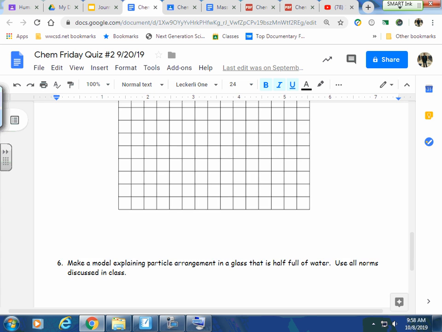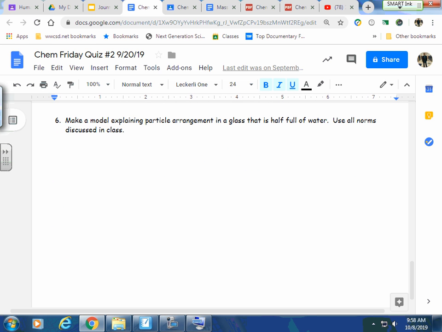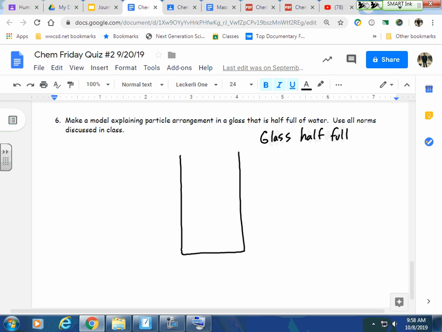All right. So then make a model explaining particle arrangement in a glass that is half full of water. On this, I was looking for a title: glass half full of water. Maybe you drew a little line across here, and then showed me particles. The other thing I might have liked to see is a label. So we label the big things. We don't need to label the particles; we'll use a key for those. What are the black dots? So we need a key: black dot, water particles.